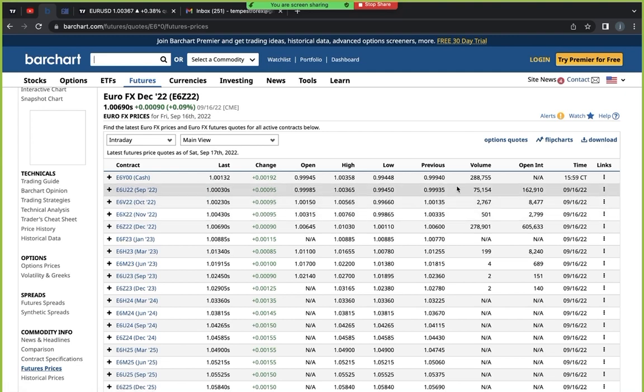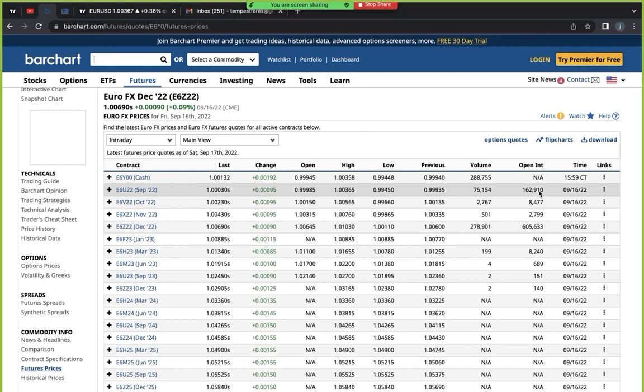What you want to be looking at is over here. It says open interest. You want to be using the one that has the highest number, because that is the one that's being used by hedge funds right now. As you can see right now, the highest number is the December contract. We were just using the September contract, and as you can see, that number is still quite high.